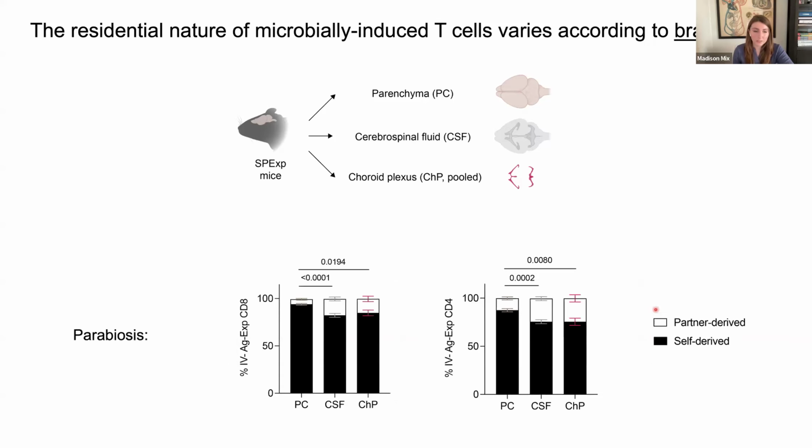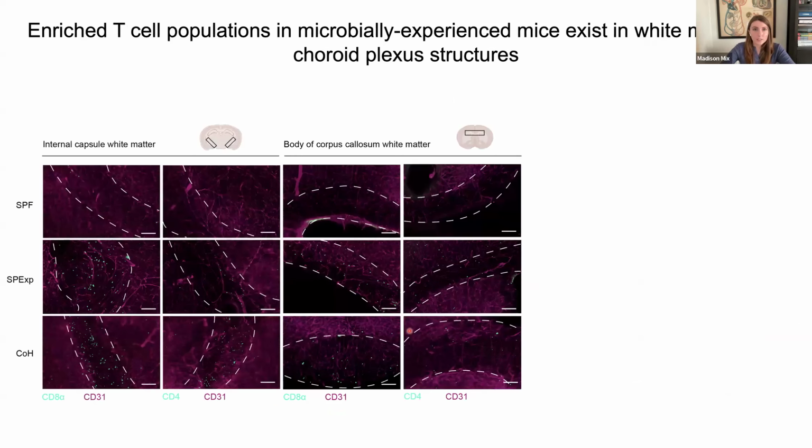But of course, we needed to validate this with parabiosis. So we performed parabiosis, isolated these distinct brain regions, and similarly confirmed that the parenchyma harbors the greatest frequency of self-derived cells, and perhaps the CSF and choroid plexus are slightly more permissive to circulating memory T cells coming in and out. We also did some immunohistochemistry to discern regions of interest where these enriched T cells may be populating.